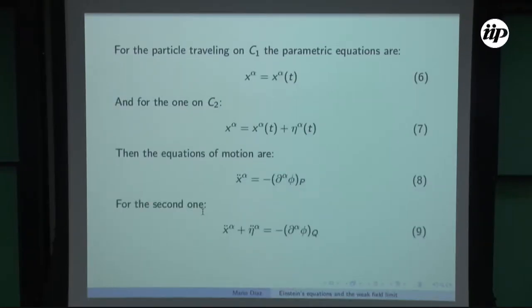Now, if we have a particle traveling on C, then the equations are very simple. This is an equation for the curve, for the path. And for the other one, it's very simply given by this, where this is just a vector that is giving me the points along C2. So the equations of motion are going to be given by the second time derivative of the position at this point, and for the second one, similarly by this.